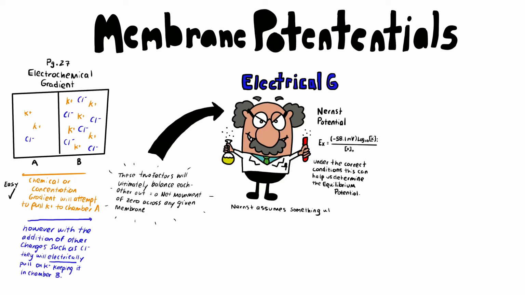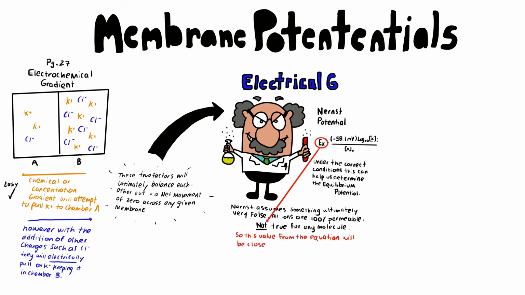Ultimately, the Nernst equation assumes something that can't ever be correct, which is that the membrane is 100% permeable to the given ion being studied. So this is not true. For any molecule, we will expect that there are other forces that are acting on it besides the electrical and chemical gradients, and so this value is never going to equal exactly what we would expect for any molecule, and especially some are really off.